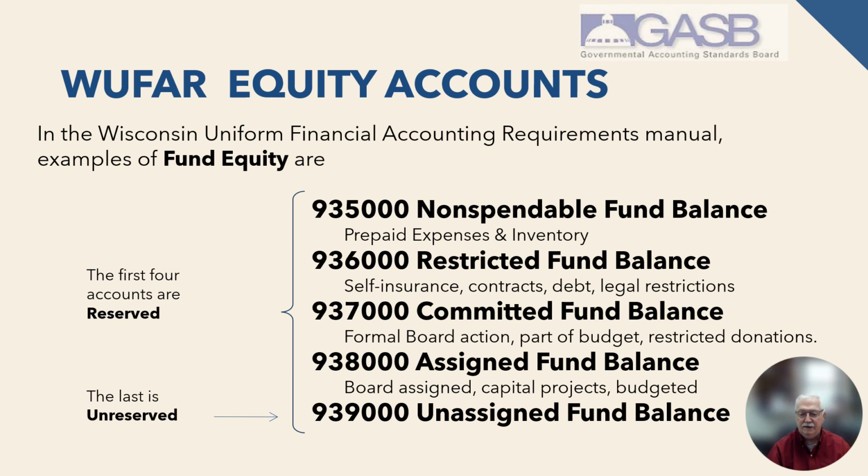937000 is a committed fund balance. It has to be established by a formal board action, become part of the budget. It's restricted for a specific use. It could be a construction project, or it could be setting aside money for something in the future.